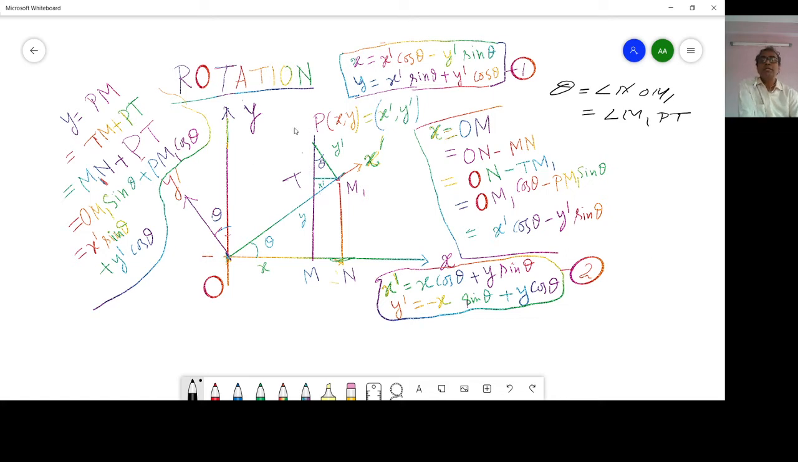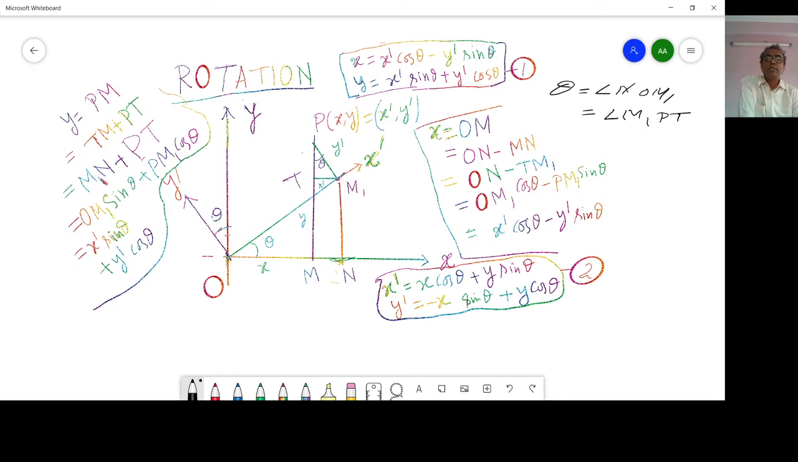And similarly, y equals PM, which equals TM plus PT, and TM is equal to M1N, plus PT. From the triangle OM1N, M1N by OM1 is equal to sin theta, perpendicular by hypotenuse. So M1N equals OM1 sin theta, and from the triangle PTM1, PT by PM1 equals cos theta, so PT equals PM1 cos theta. Now OM1 equals x dash, so this is x dash sin theta, and PM1 equals y dash, so this is y dash cos theta. Hence we get the new formula y equals x dash sin theta plus y dash cos theta.